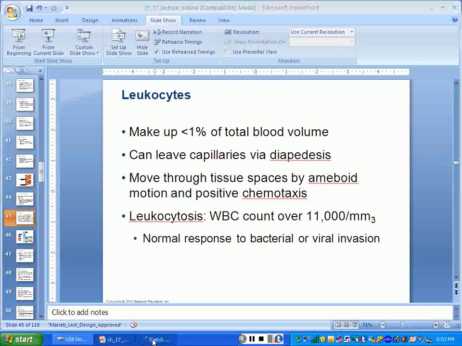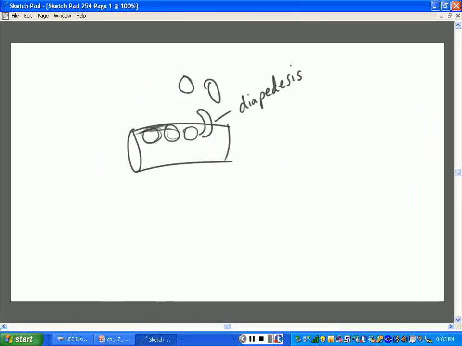That means, and this is so neat, guys, it changes its shape as it crawls. It'll reach a little arm out, and that'll pull the rest of the cell. And then it'll reach an arm out on the other side, and it'll just be crawling along, reaching these little arms out. That's what your white blood cells do. And where do they go?